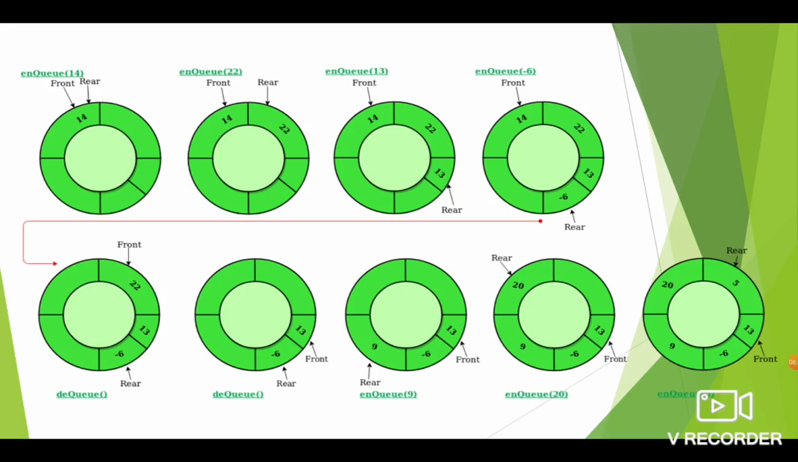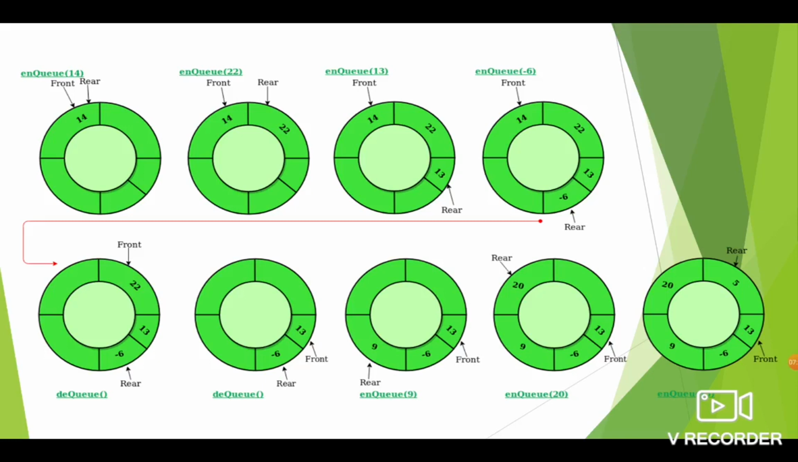So we are performing the enqueue of 14 in the empty circular queue. Since this is the first element, both front and rear pointers are pointing to the same element. In the second step, we are inserting the element 22. So what is the procedure? We are checking the full condition, whether the queue is full or not. Since the queue is not full, you can increment the rear pointer, and at that free slot you can insert the element 22 over there.